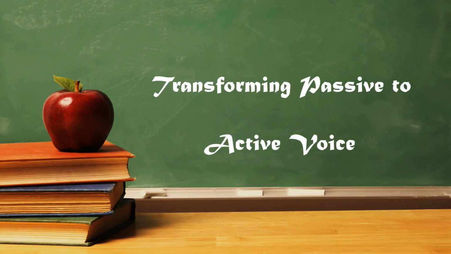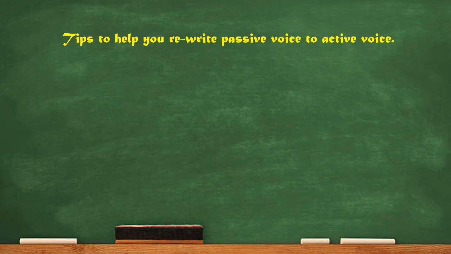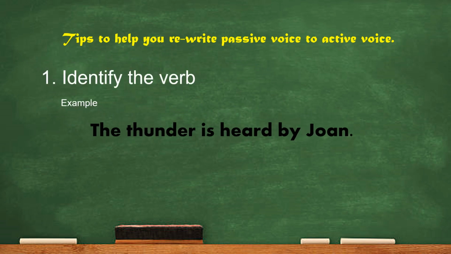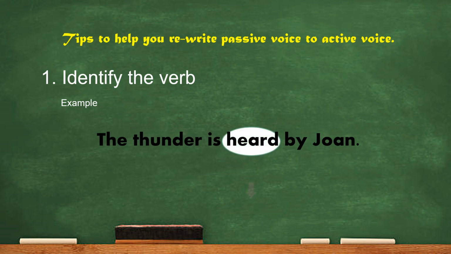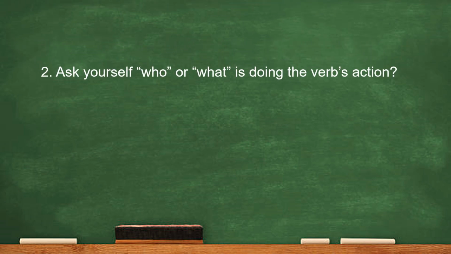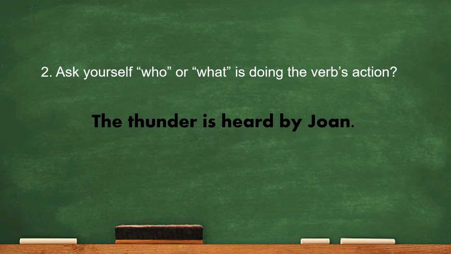This time, let's transform passive voice to active voice. These are some tips to help you rewrite passive voice to active voice. First, identify the verb. The thunder is heard by Joanne. Heard is the verb. Number 2, ask yourself who or what is doing the verb's action. Joanne is the one who hears, therefore, she is the one doing the verb's action.